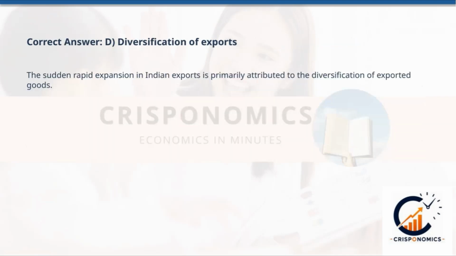India's export growth has accelerated rapidly, and the main reason behind this surge is the diversification of the goods being exported. Instead of relying on just a few products, India has broadened its range, tapping into new markets and industries. This shift has opened up more opportunities and reduced dependence on any single sector, making the export economy stronger and more resilient.